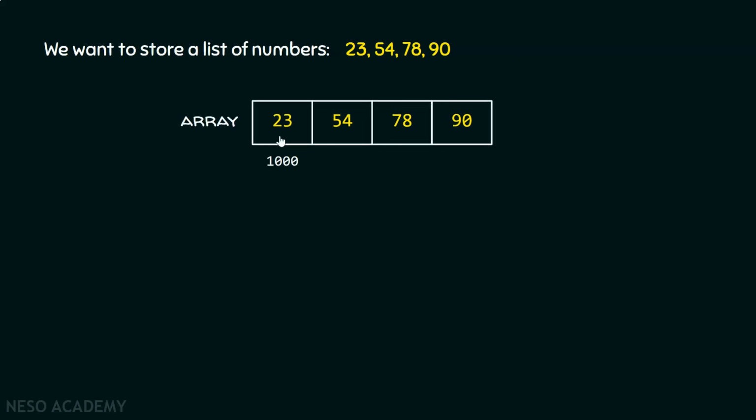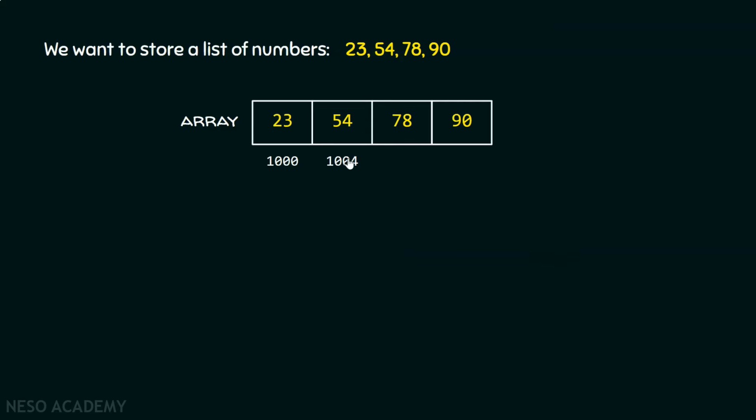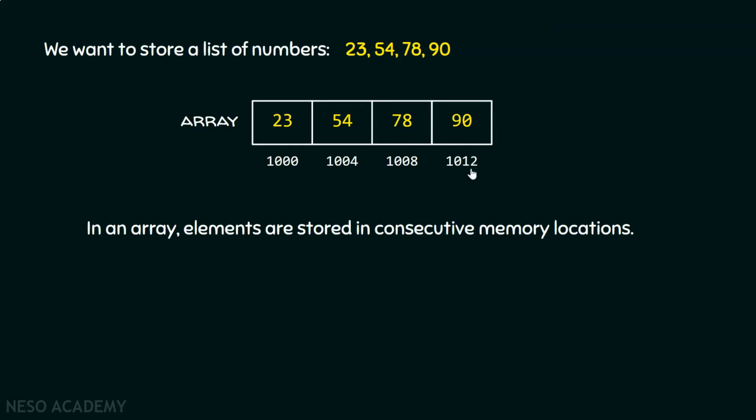This is how a list looks like in an array. First element of this list is 23, second element is 54, third element is 78 and last element is 90. I'm assuming the base address of this array, or the address of the first block of this array, is 1000. And I'm also assuming that the size of integer is 4 bytes. This assumption is important because this gives the address of the second block of the array and so on. The address of the second block of this array will be 1004, the address of the third block will be 1008 and the address of the last block is 1012.